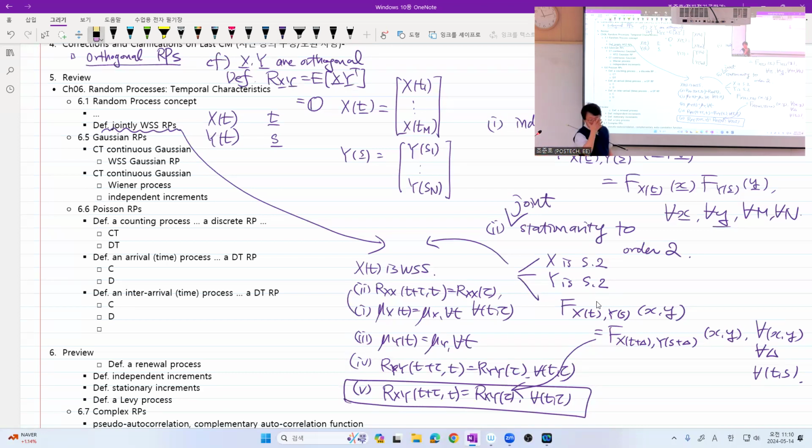So, of course, when x and y are two random variables, R sub xy equals expectation of x times y. That is 0, right? But when you have two random vectors, you need to compute the outer product and then take the expectation. So you have a random matrix. Of course, it's rank 1, but anyway, if you take the expectation, then you have a 0 matrix. In that case, the random vectors are called orthogonal.